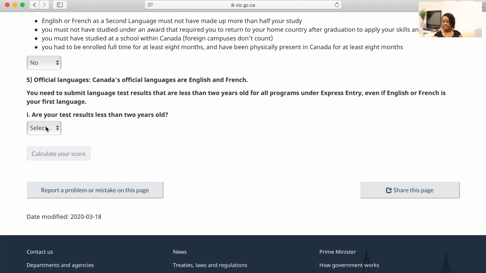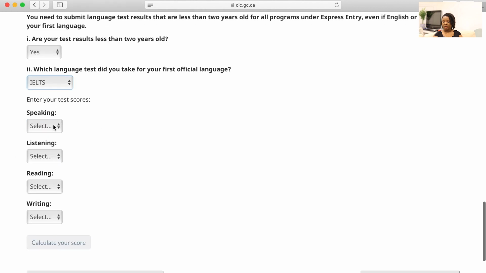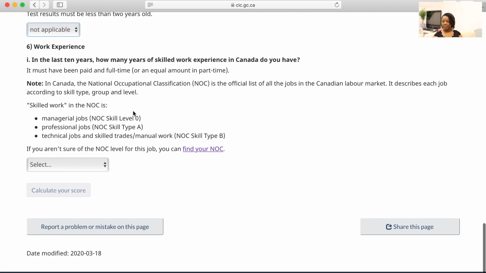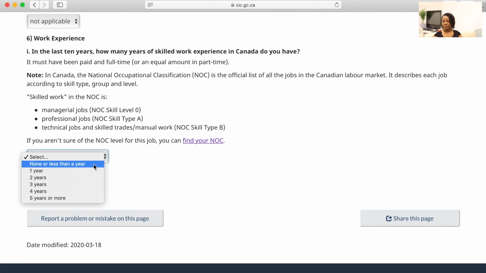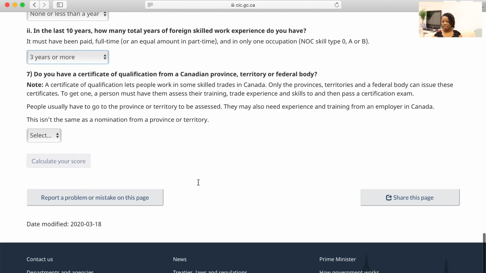I'm just going to say yes, we do have IELTS, and let's say we score the highest band in speaking. Let's say we scored 8 in listening, 7 in reading, and in writing we scored 7. This is not the score I want you to have. I want CLB 10 or nothing, but I'm just using this as an example just for you to see. Okay, now do you have any other? I said no. Work experience in Canada, none, of course. Foreign work experience, we're going to say 3 or more because that's typically the case.